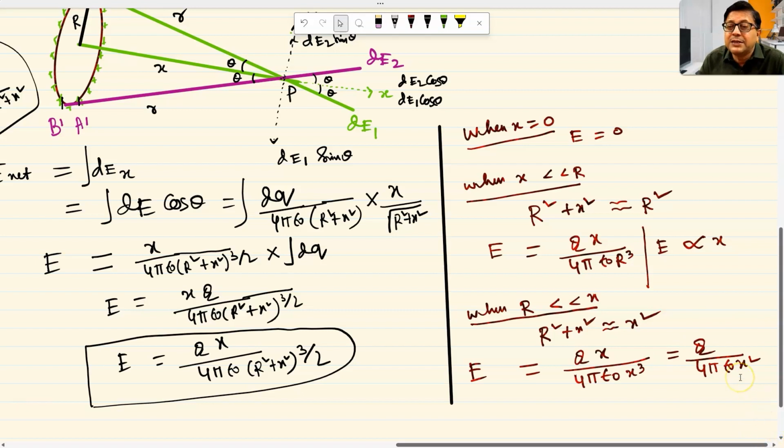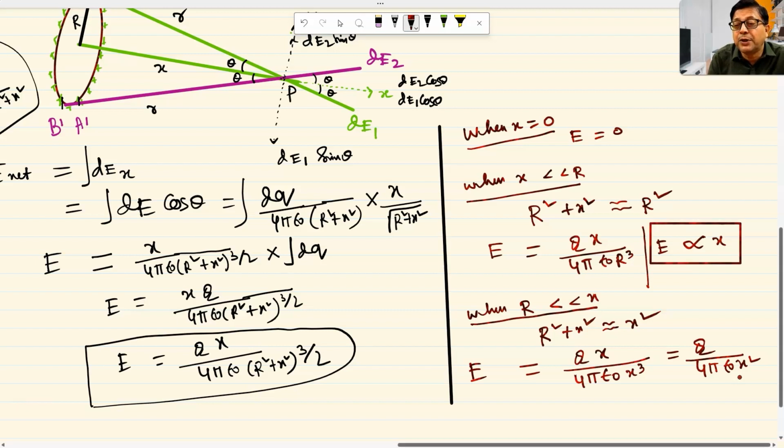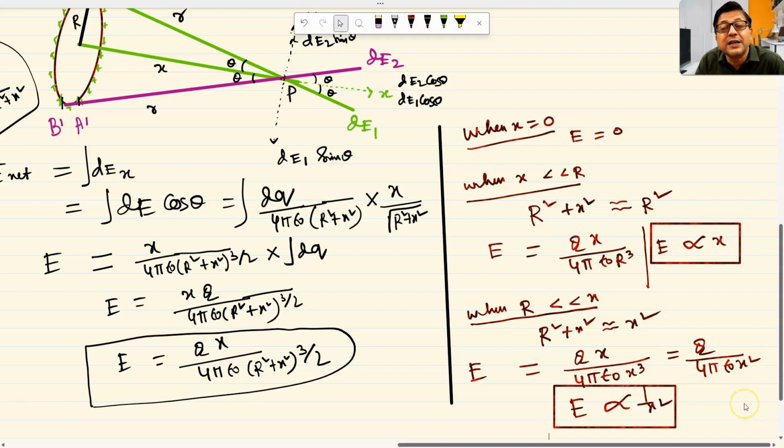Now the question is, once you said in this observation that E is proportional to x, now we are saying that E is proportional to 1 by x square. The question is, up to what maximum distance can it change directly proportional to x, and then its value starts reducing, that E proportional to 1 by x square.